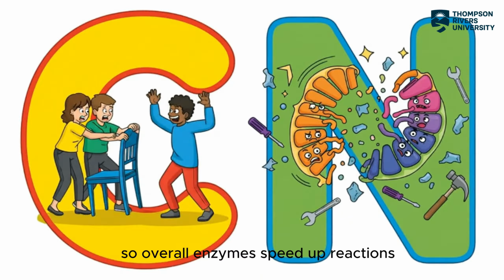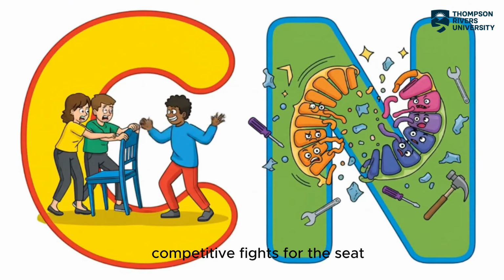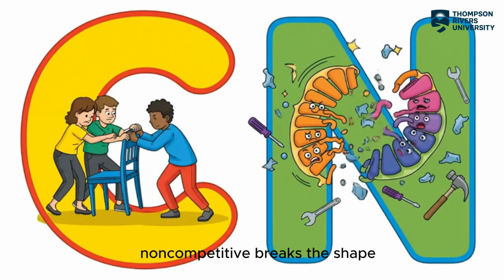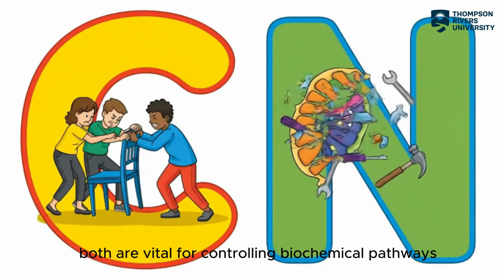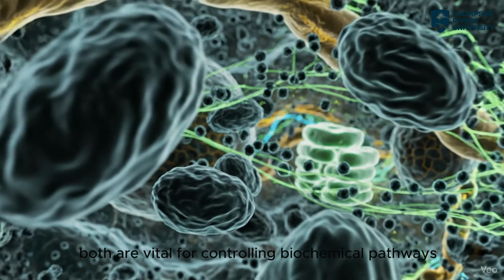So overall, enzymes speed up reactions, inhibitors slow them down. Competitive fights for the seat. Non-competitive breaks the shape. Both are vital for controlling biochemical pathways.